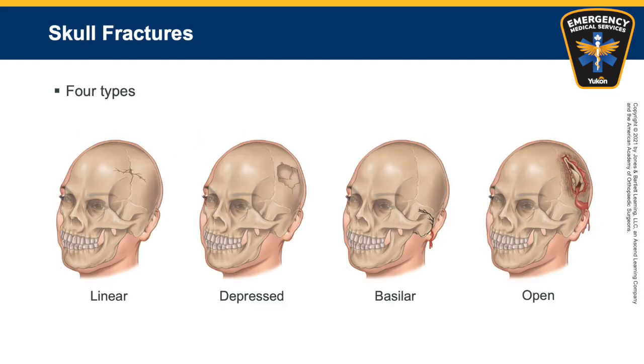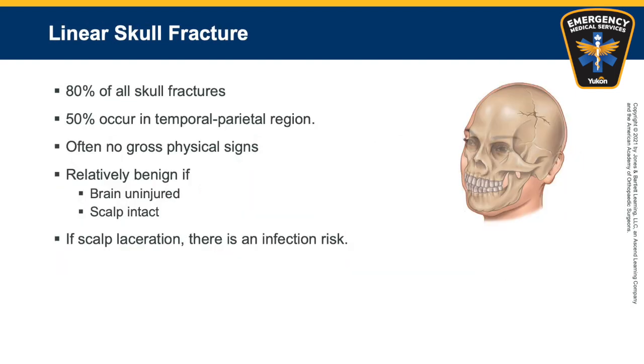All right, skull fractures. There are 4 types, as you can see depicted here in the pictures, and we're going to go through a couple of them. Linear skull fractures account for about 80% of skull fractures. They typically occur along the temporal parietal region, as the picture depicts, probably because it is the thinnest part of the skull. It's a suture line, right? Yeah. So you have 2 bones that have been fused together, and that's a weak point.